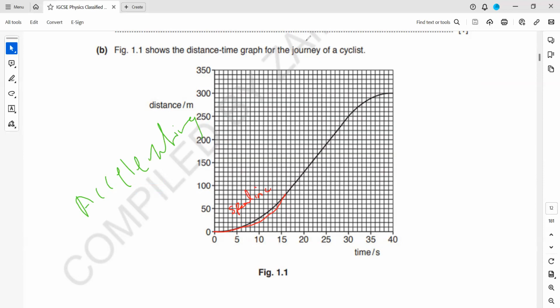But from 15 to 30, what happened to the slope? It is constant. So the speed is constant. It's not accelerating. And then from 30 to 40, what happened to the slope? The slope is decreasing. So here the speed was constant and here the speed is decreasing, or you can say deceleration.